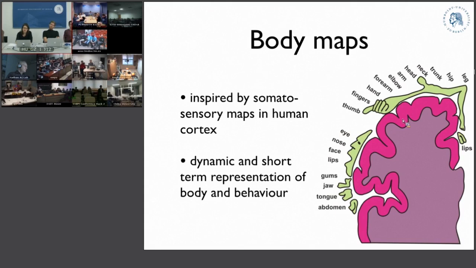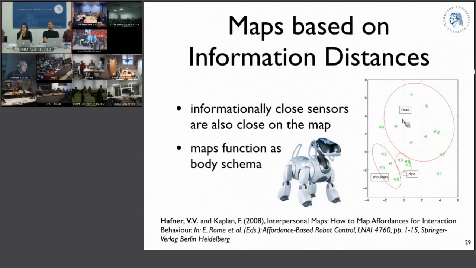One of, for example, is that one where maps based on information distances are built. Here there are some experiments with this IVO robot who does some sensory motor exploration. And by doing that and by just feeding the raw sensory motor signals to this algorithm, some structure of the body emerges without having been explicitly implemented. Here you can see on the right graph that particular areas represent the head of the robot and others the shoulders and the hips and so on. And this is all completely emergent from information distances.